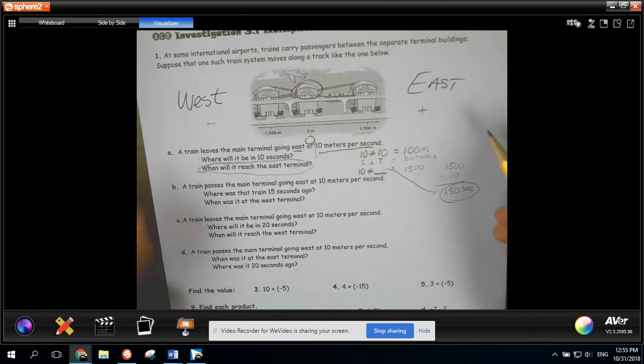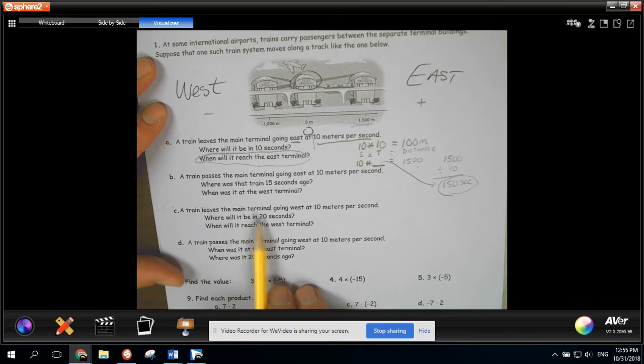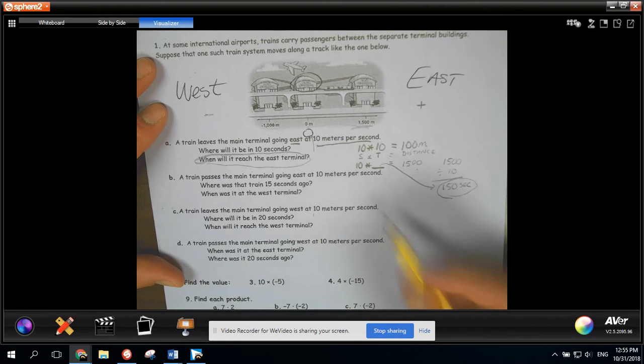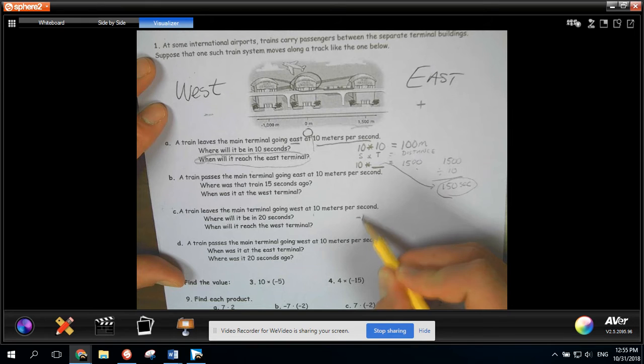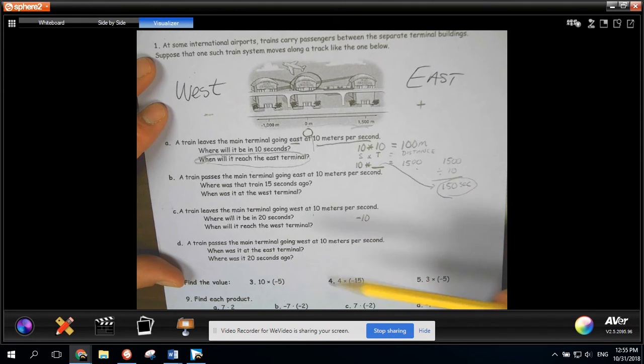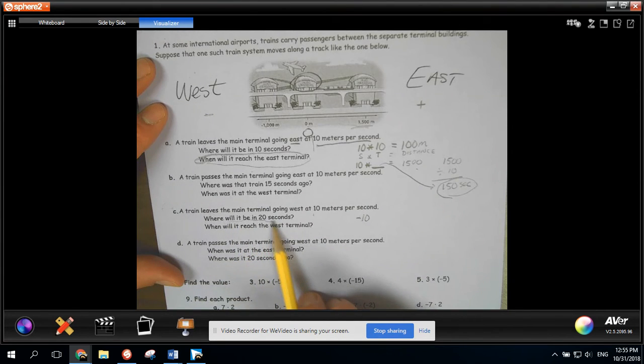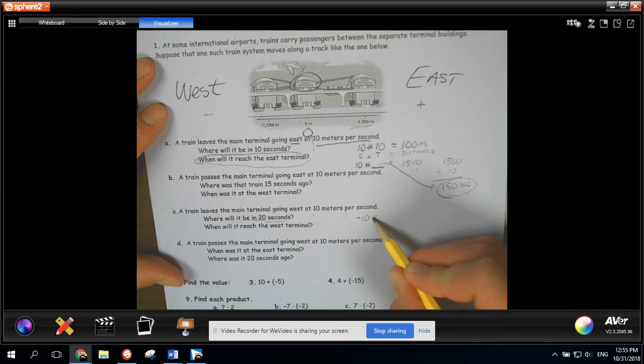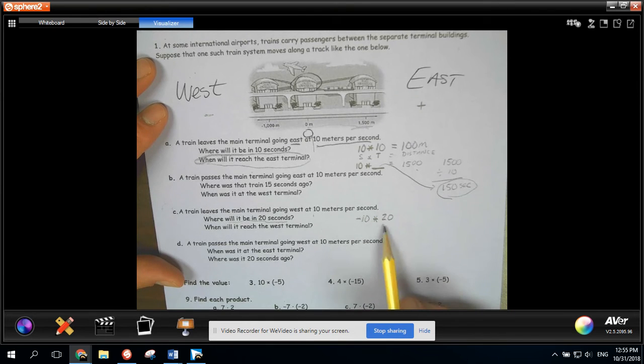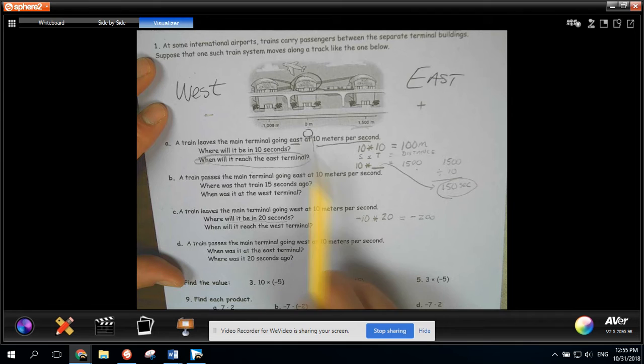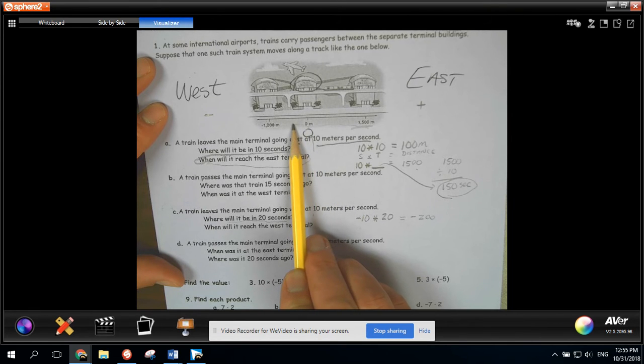Okay, let's take a look at letter C. So letter C says a train leaves the main terminal going west at 10 meters per second. So now we're going to go negative 10, because that's going west. It's going in the left direction on our number line. Where will it be in 20 seconds? So that's time in the future, so that's still positive time. Negative 10 times 20. It will be at negative 200, or 200 meters to the west.